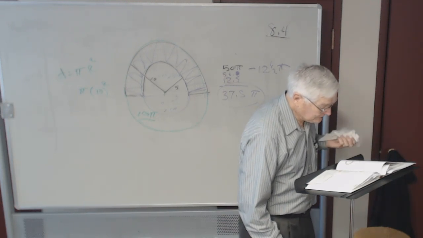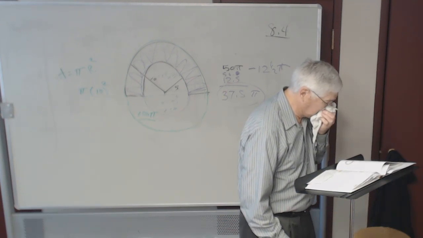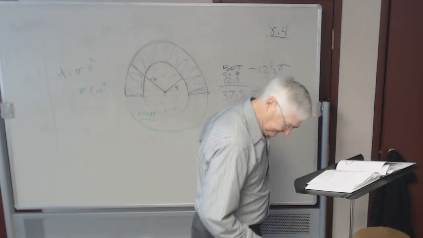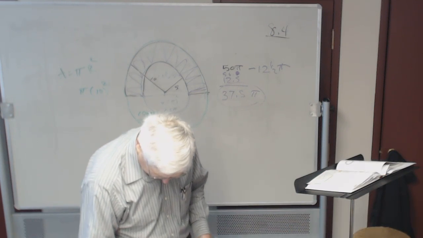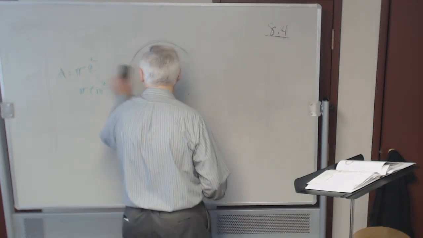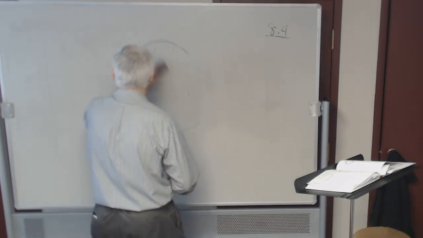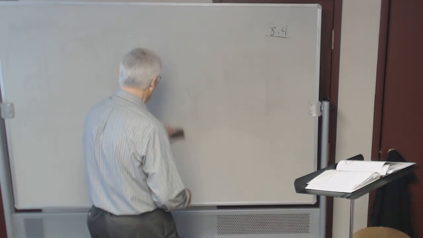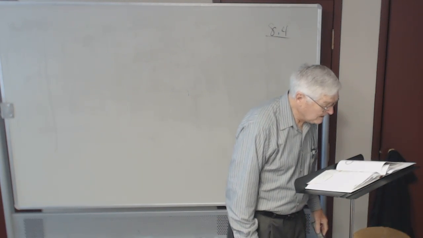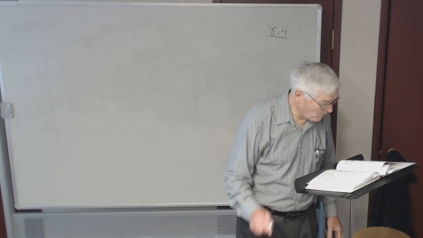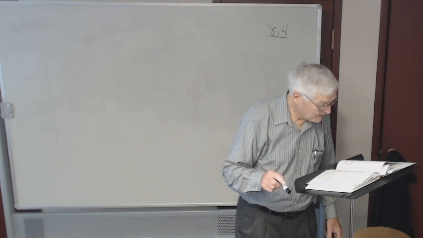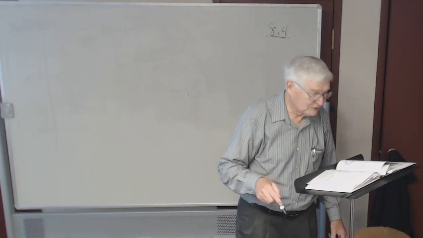In problems 13 through 16, find the shaded region. All right. Do all of you see in number 13, the one you're going to work, you just have half of a square with a semicircle subtracted from it.